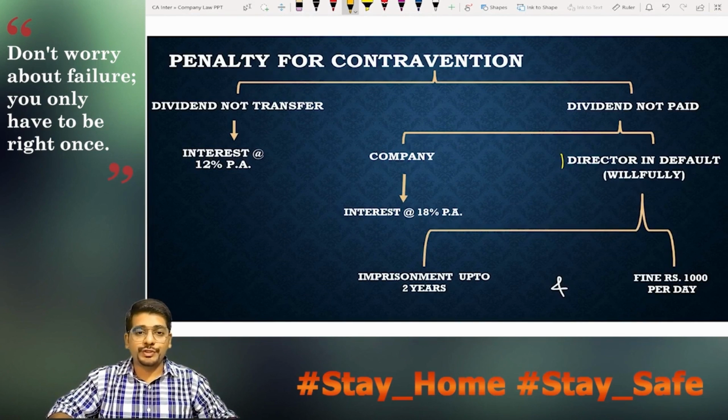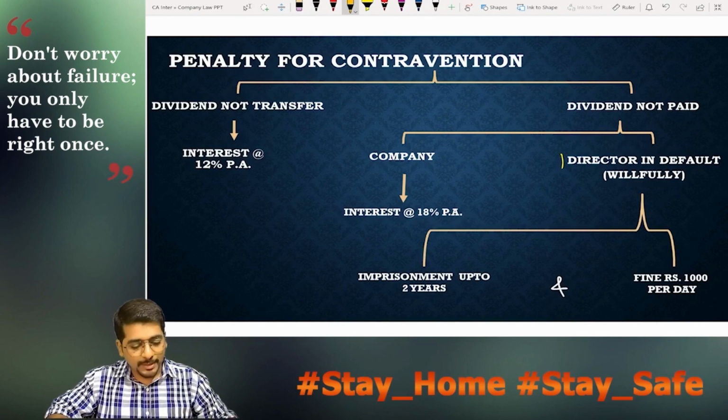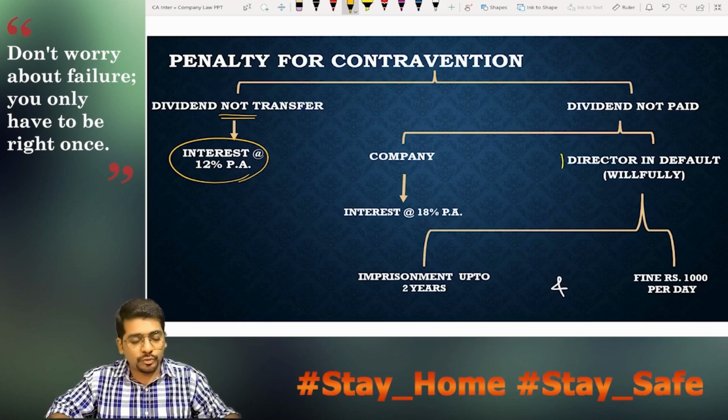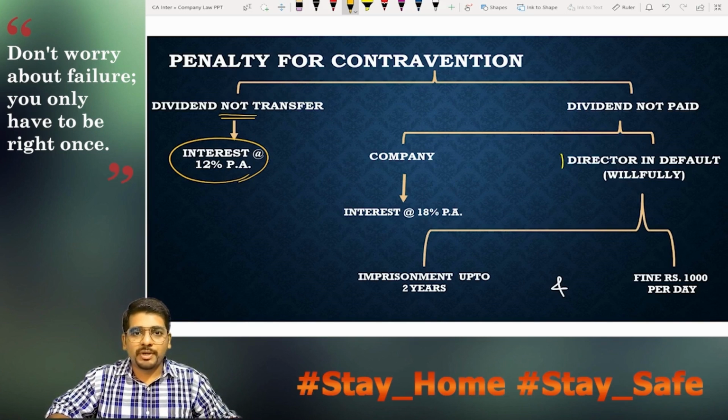These penalties have not changed for so many years now. Penalty for contravention is, if you fail to transfer the amount of dividend, then you have to transfer it with interest at the rate of 12% per annum, which is 1% per month.